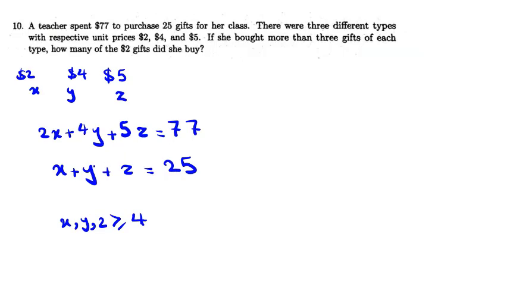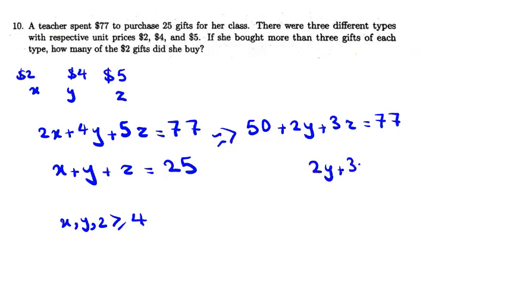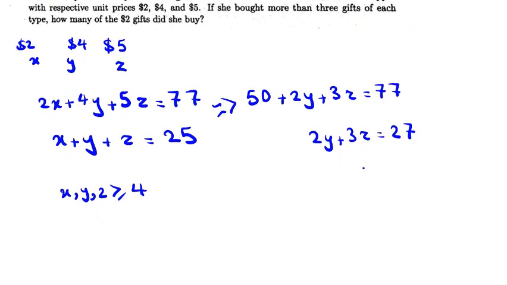So let's consider this case. Because X plus Y plus Z is 25, you can factor from 2X, 2Y, 2Z. So you can say, okay, 2 times 25, 50. What is left? 2Y plus 3Z. 2Y plus 3Z is 77 minus 50, so 2Y plus 3Z equals 27.